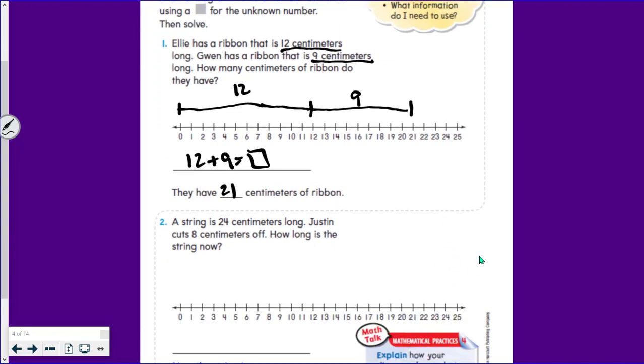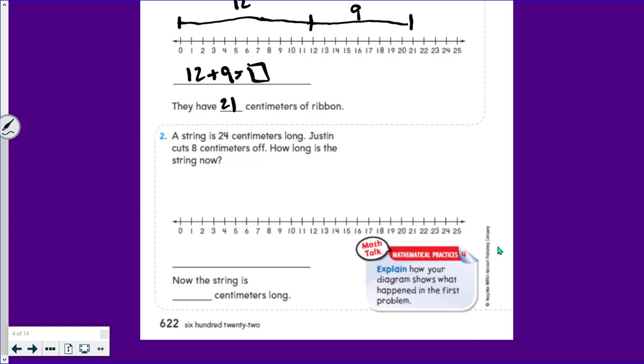Number 2. A string is 24 centimeters long. Okay, so that's something we need to know.